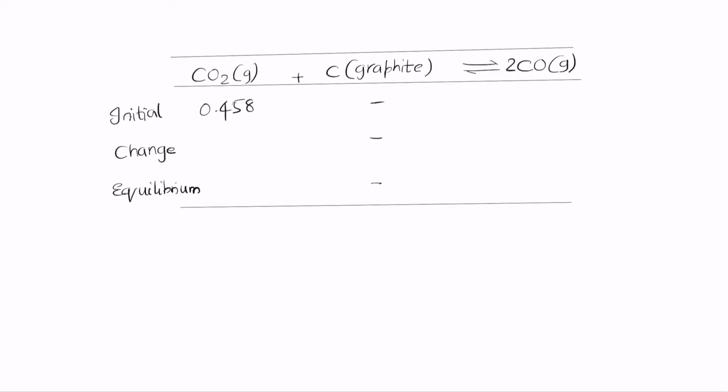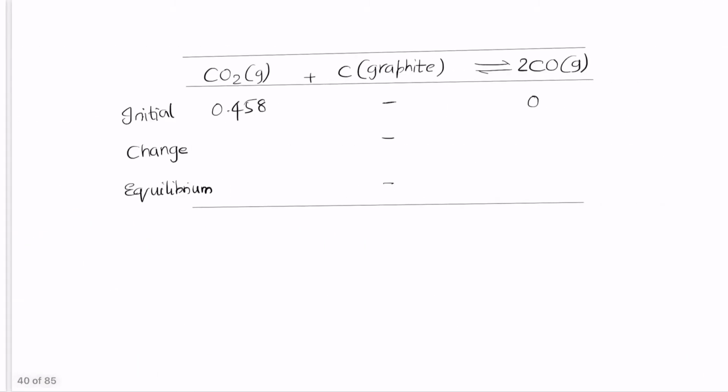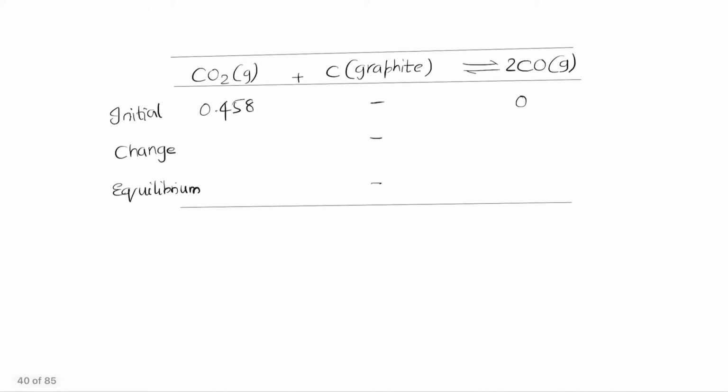Let's consider that in the formation of carbon monoxide, there is a decrease of pressure of carbon dioxide. Notice that initially there's 0 carbon monoxide, because initially there is no product formation. Now let's consider there is a change of negative x. Notice that for each 1 mole here, there are 2 moles of change there. So if this undergoes negative x, this becomes plus 2x. And at equilibrium, you will get 0.458 minus x, and this becomes 2x.